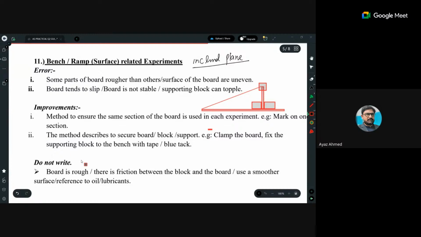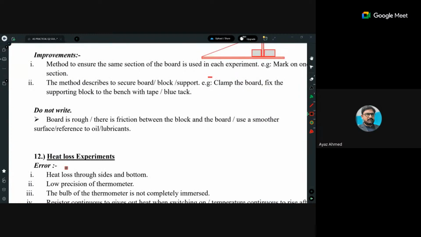Okay. Then the method to ensure that the same section is used. Okay, that is done. So what we are not going to write is that the board is rough, there is friction between the block and the board, and use some other smoother surface. Also, don't use any oil or lubrication to improve the sliding or to reduce the friction. Okay.